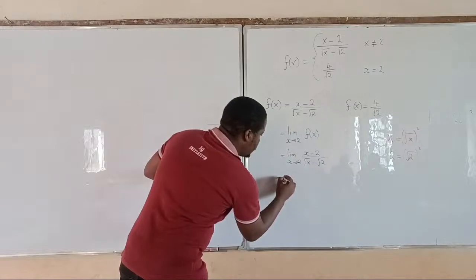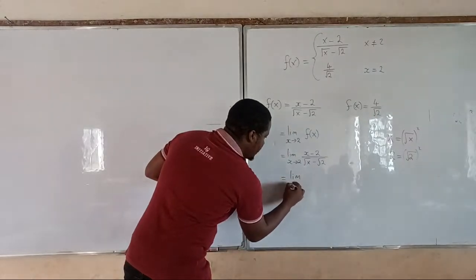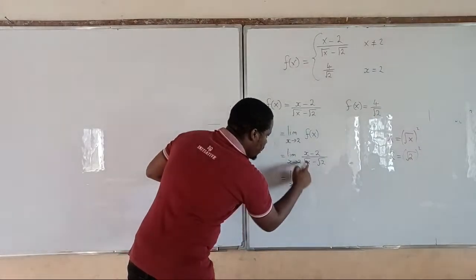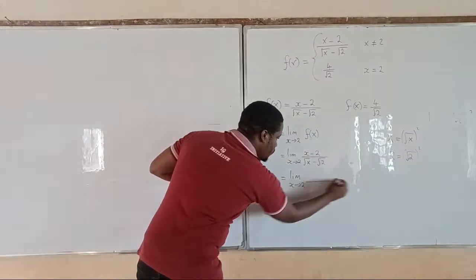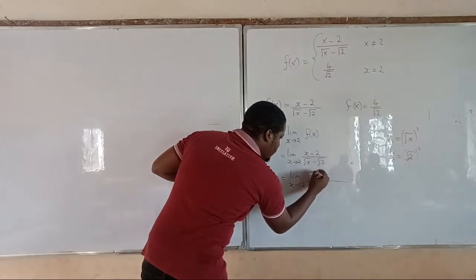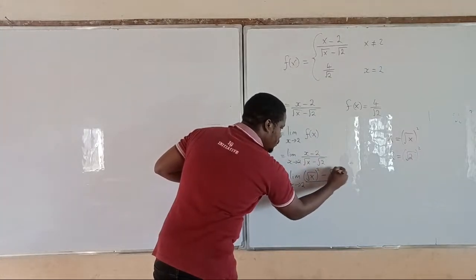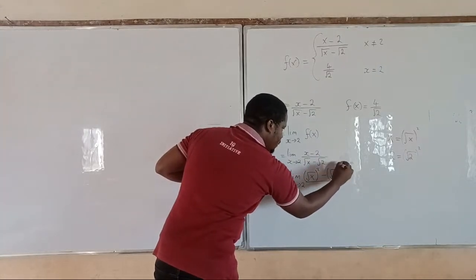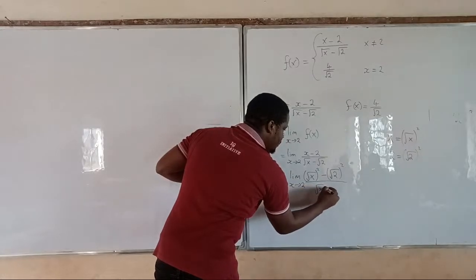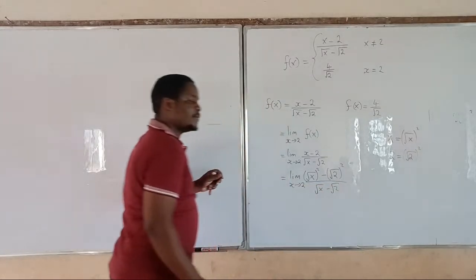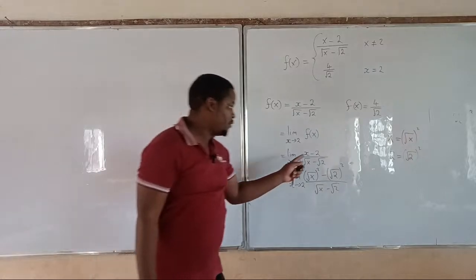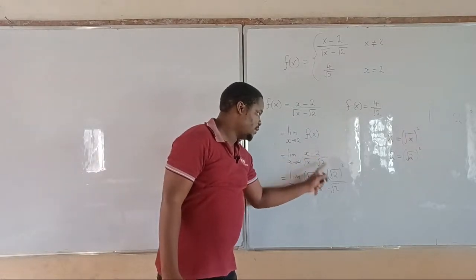So this is what will happen. We'll have the limit as x approaches 2. Where there's x, let's put the root of x in brackets squared, minus where there's 2, let's put the root of 2 in brackets squared, over root x minus root 2. Nothing has changed, right? We say that x is the same as this, 2 is the same as this.